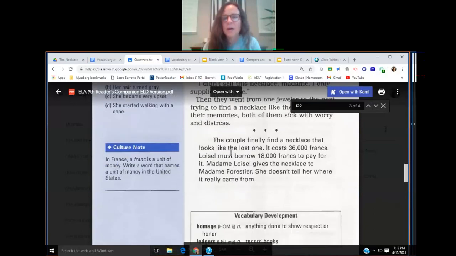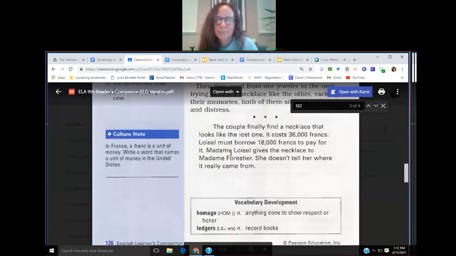So keep going, Raina. The couple finally find the necklace that looks like the one. It cost 36,000 francs. Loisel must borrow 18,000 francs to pay for it. Madame Loisel gives the necklace to Madame Forestier. She doesn't tell her where it really comes from.